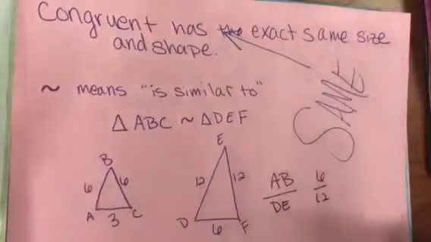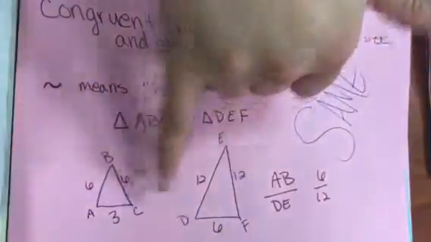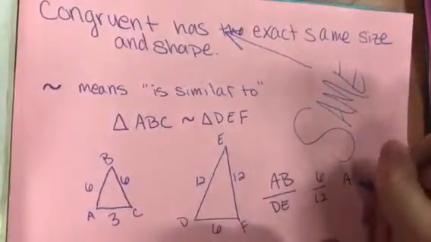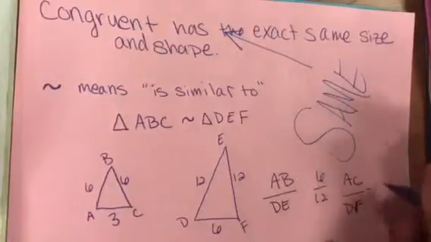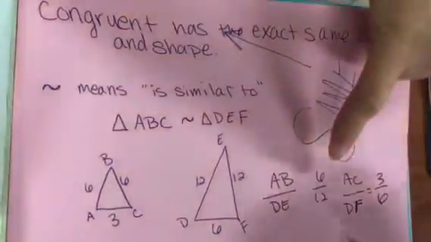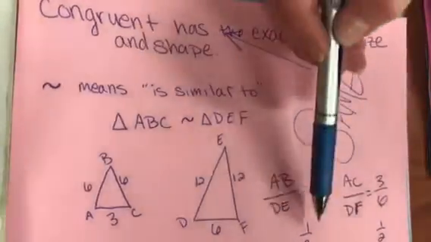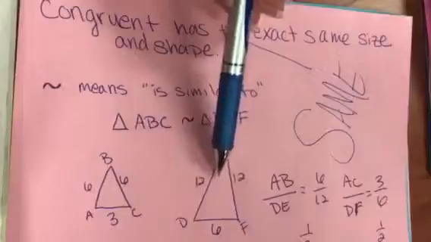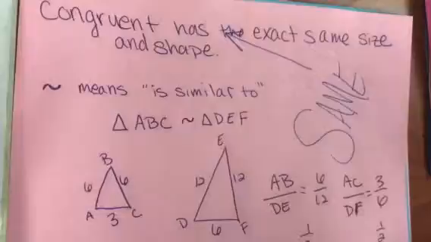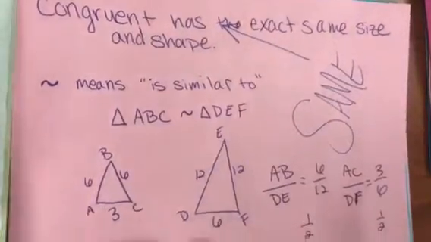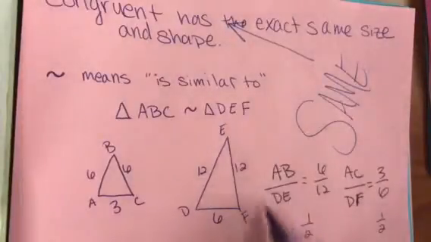If you look at the ratios of the other sides, AC over DF, that's 3 over 6. If you simplify that, it simplifies to 1/2, and this simplifies to 1/2. Therefore, they are proportional figures. We're getting 1/2 because if we were to scale down, you would have to cut 12 in half. So that's where those come from, and this is the ratio of line AB to line DE.